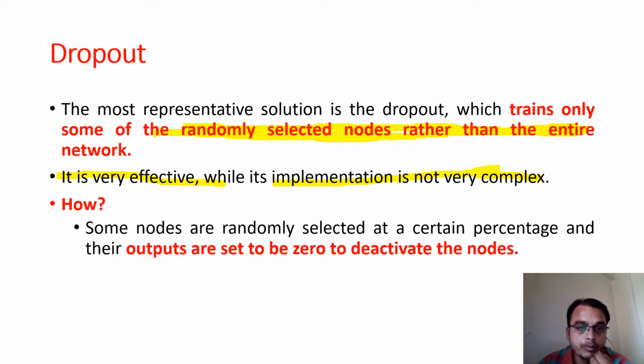How are some nodes randomly selected and how are the other nodes represented? We simply set them to 0 to deactivate them. We are just deactivating these nodes. Okay, next.